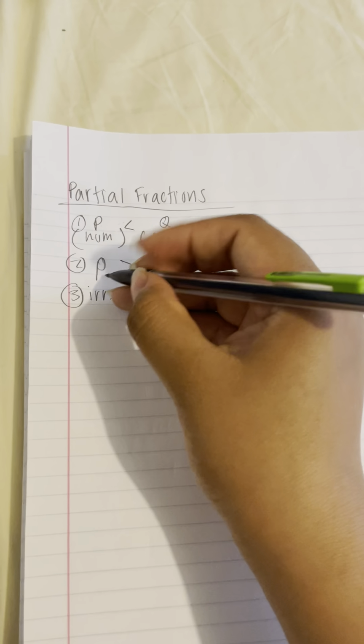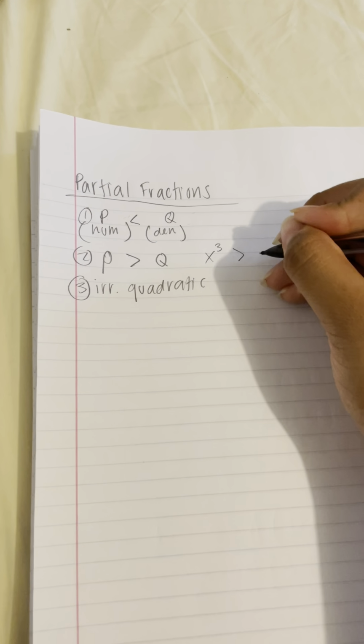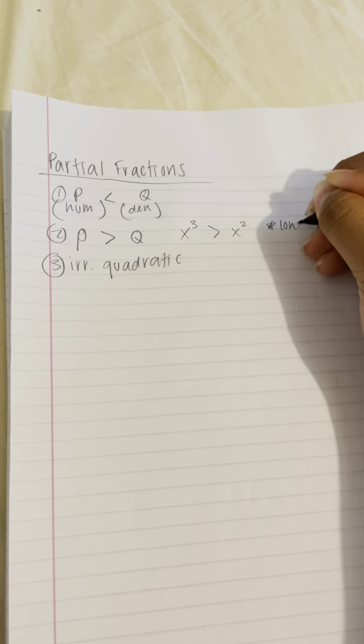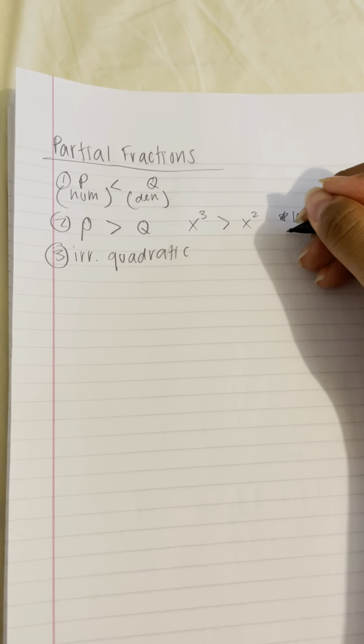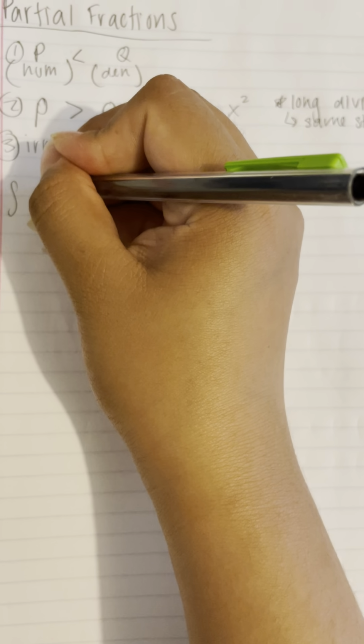Right? So the first is the easiest one, when the degree of the numerator is less than the degree of the denominator. And for the second, when the degree of the numerator, let's say it's x cubed, is greater than x squared, you have to long divide first. So you long divide the whole thing, and then you do the same steps as the first one, but that's after you long divide. So yeah, let's just do the first type. This is the example I have in my notes.